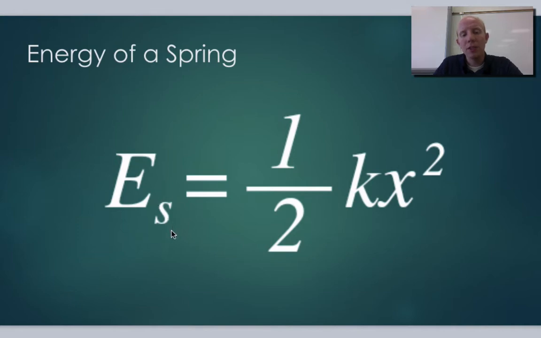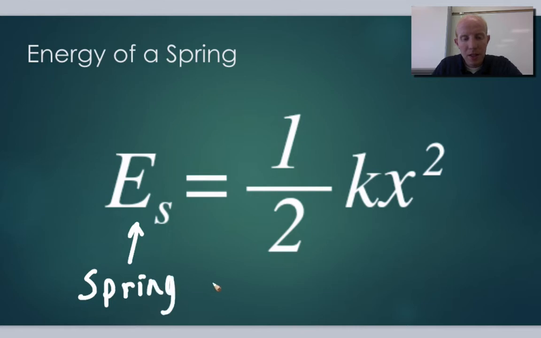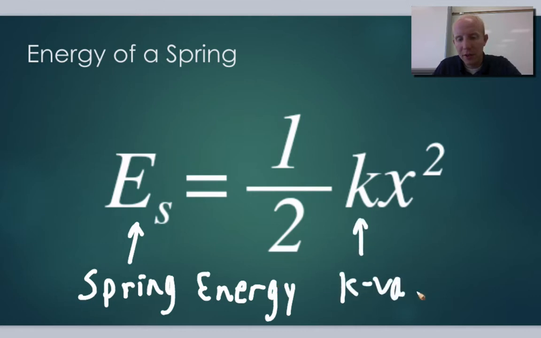The energy of a spring, I'm going to write it like this with the subscript. The energy of a spring is equal to 1/2 times the K value, which is usually given to you, times the displacement of the spring squared.